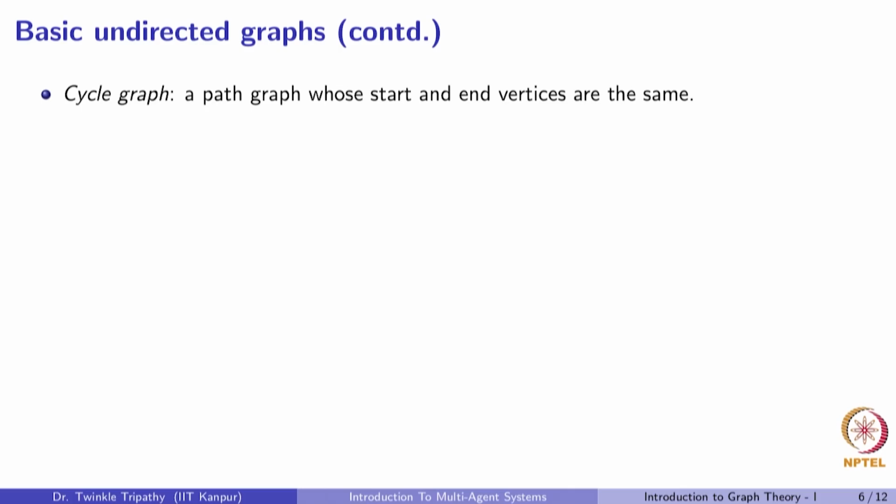Some other very simple graphs. First one would be a cycle graph. In a cycle graph, it is simply a path graph whose starting and ending vertices are the same as shown here.